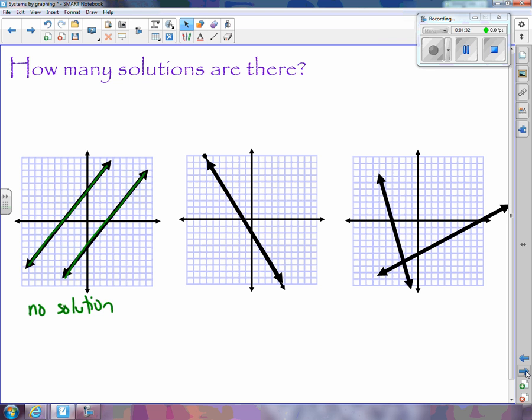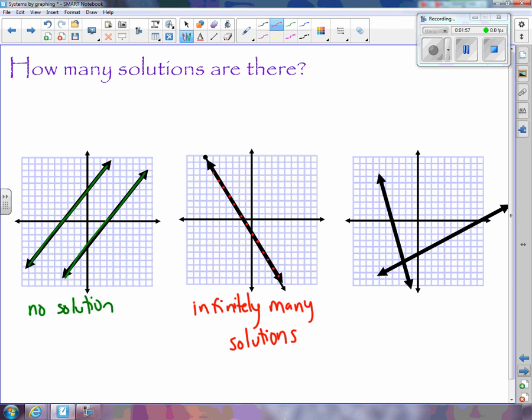The next scenario is when I have two lines that are on top of each other. I realize that's a little bit hard to see, but if there are two lines that are on top of each other, then they intersect in infinitely many places. Therefore, there are infinitely many solutions. The third option is that the two lines just intersect at one point. So if they intersect at one point, there's only one solution.